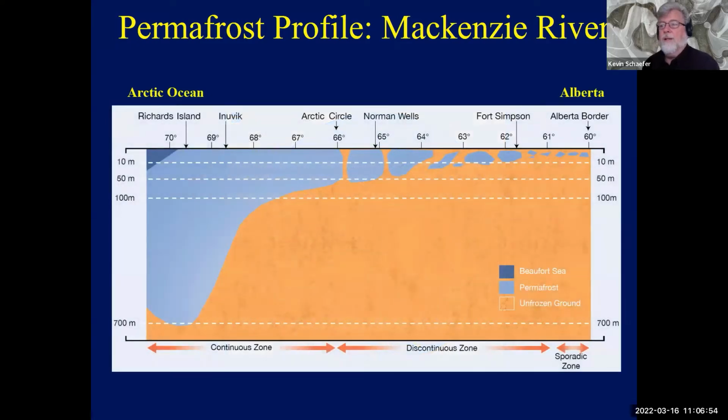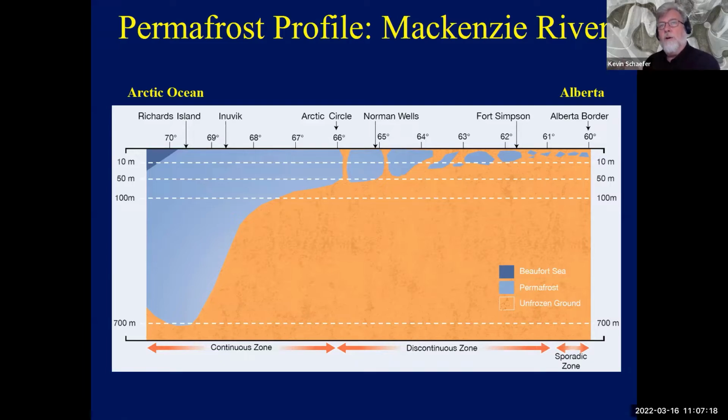And this is the theoretical thickness of the permafrost. On the left, you have the Arctic Ocean, and on the right, you got the border with Alberta. And you can see it's thickest right along the Arctic Ocean because that's where it's coldest. Here, the estimated depth is around 700 meters. In parts of Siberia, along the Arctic coastline, it could be as deep as 1,500 meters.